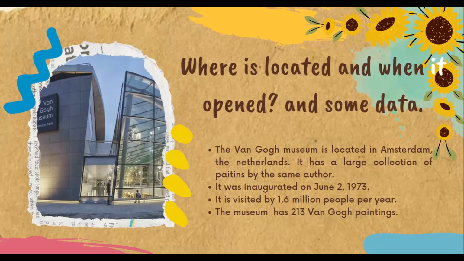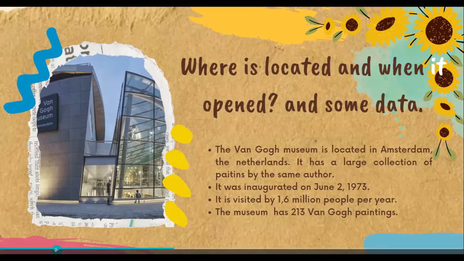Well, where is the museum located and when it opened, and some data about it. The Van Gogh Museum is located in Amsterdam, the Netherlands. It has a large collection of paintings by the same author, Vincent van Gogh, and it was inaugurated on June 2nd, 1973. It is visited by 1.6 million people per year. It's so many people, and the museum has 213 Van Gogh paintings.